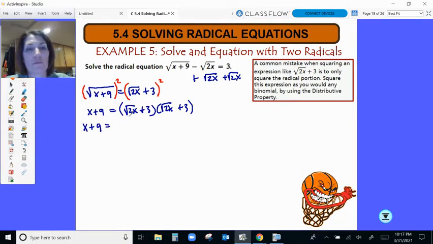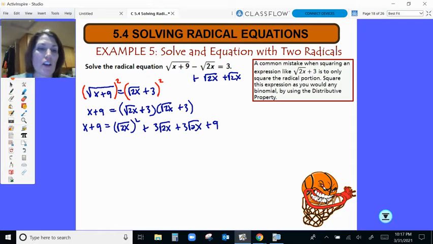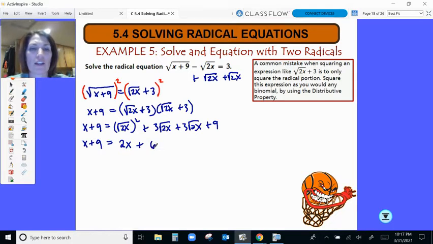The square root of 2x times the square root of 2x is the square root of 2x squared, plus outside 3 times the square root of 2x, and another one, 3 times the square root of 2x. And then the 3 times 3 becomes plus 9. So this becomes x plus 9. This square and square root just eliminates the square root, so that just becomes 2x. These are like radicals, so that becomes 6 square root of 2x plus 9.